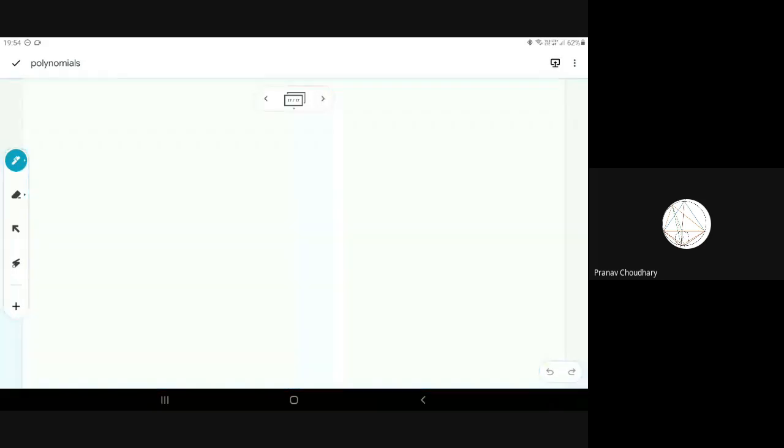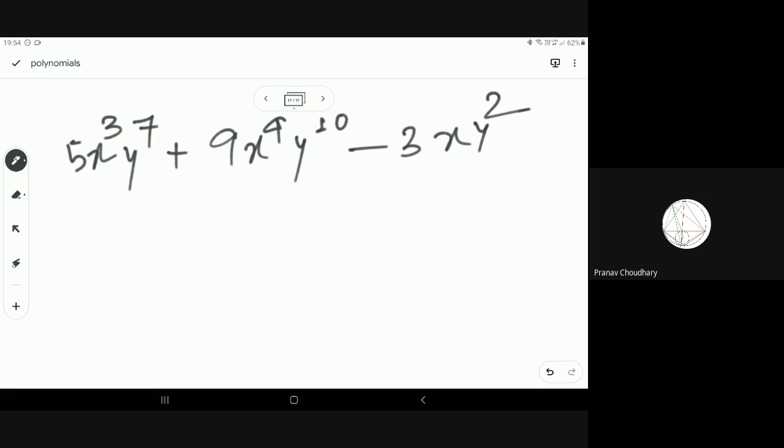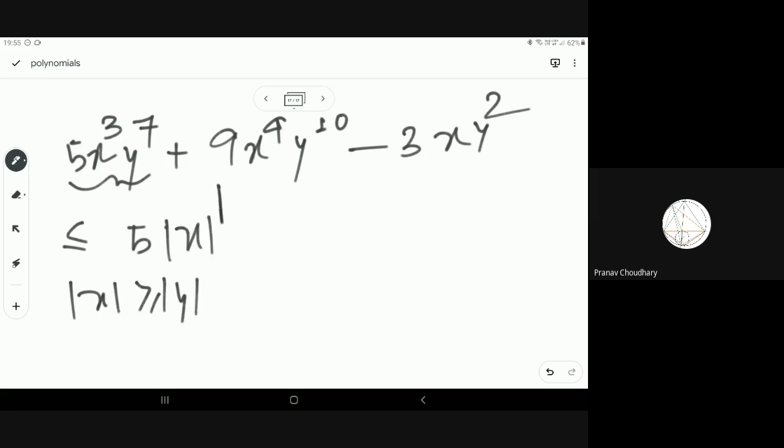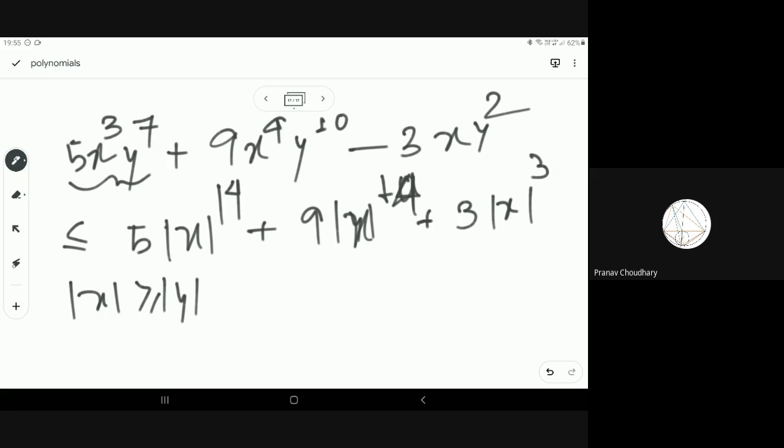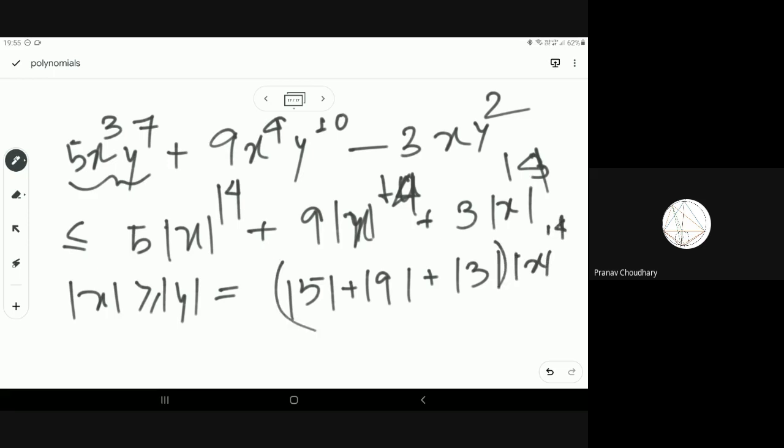I'm just showing a concrete example on the next page. Suppose you have the polynomial 5x to the 3 y to the 7 plus 9x to the 4 y to the 10 minus 3x y to the 2. So the degree of this thing is 14. What we will do is bound this term; x and y are fixed here. Suppose mod x is more than mod y. Then you do this, plus y to the 14 is supposed to be x, plus 3 times mod x to the 14. So this becomes mod 5 plus mod 9 plus mod 3 times mod x to the 14. Yeah, I corrected it, the last term should be 14.